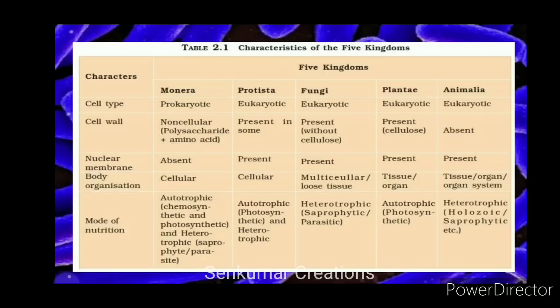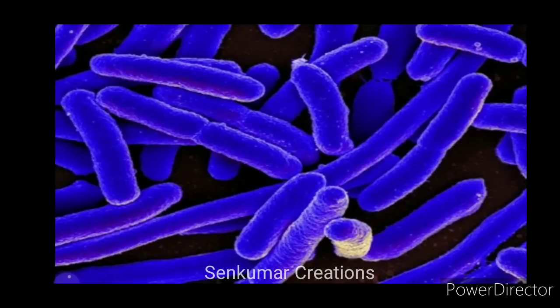Okay. So these are the general characteristic features of the five kingdoms: the kingdom Monera, Protista, Fungi, Plantae, and Animalia. We have seen five types of characters: the cell type, cell wall, nuclear membrane, body organization, and mode of nutrition. Let us see the next one.